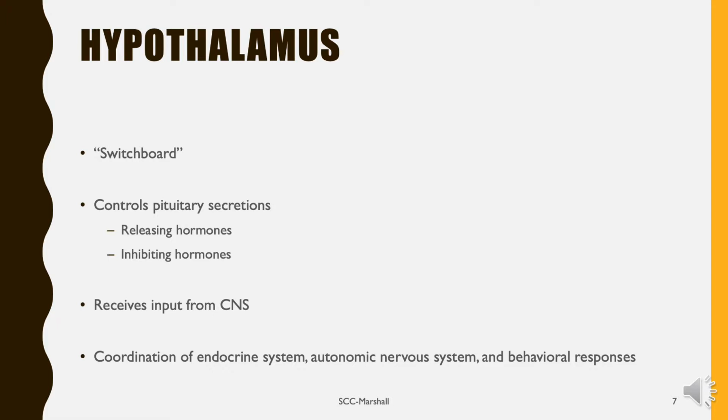The hypothalamus also contains neurons, and those neurons receive input from the central nervous system, and they create a circuit to facilitate the coordination of the endocrine system, the autonomic nervous system, and behavioral responses like anger, fear, and pleasure.